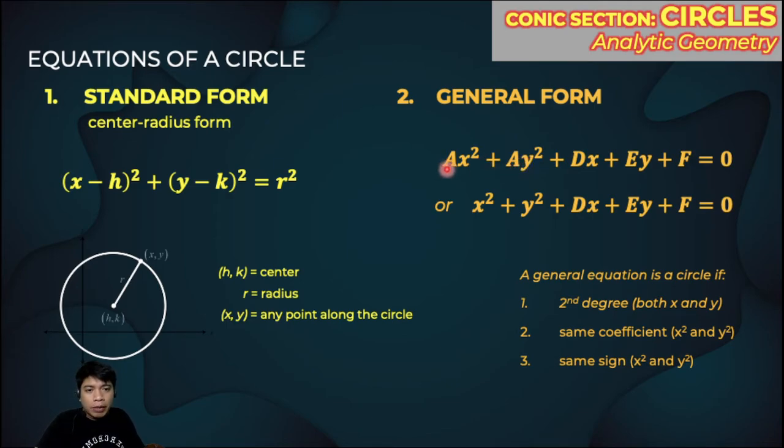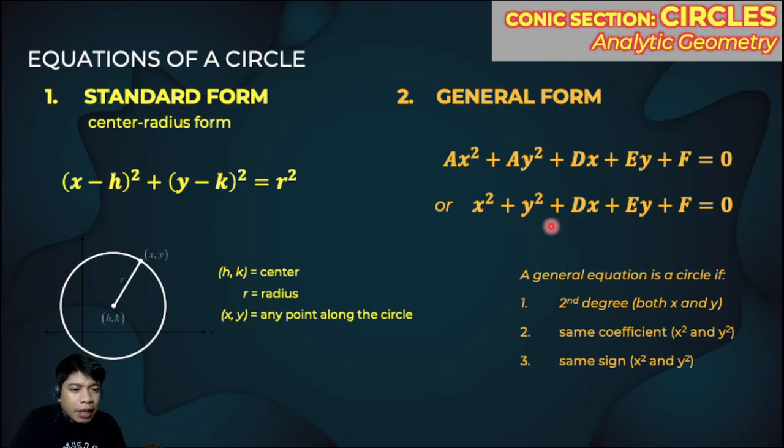Kaya nga meron tayo ditong symbol na a at saka a din dito, kasi nga dapat same sila ng kanilang coefficients. Tapos dito, of course, 1 and 1. Again, yung coefficients ng both x squared at y squared ay pareho dapat ng value.